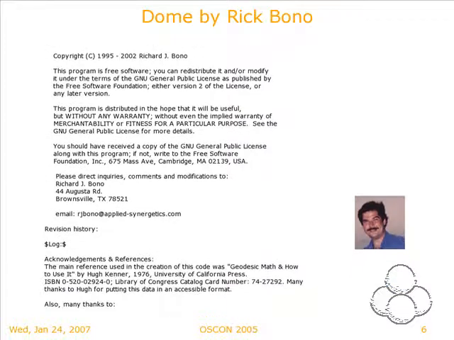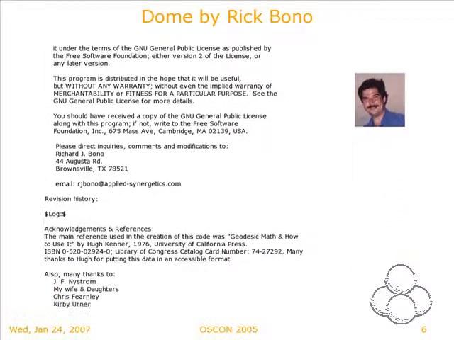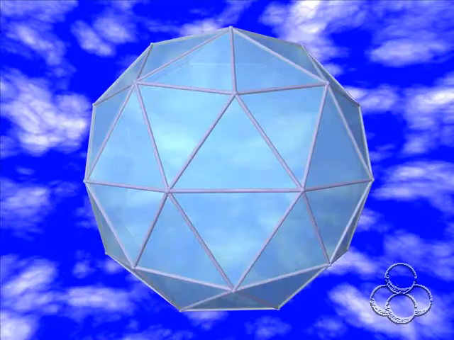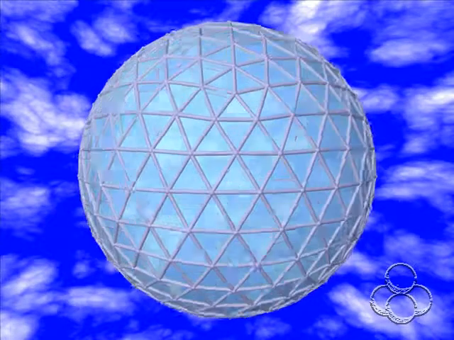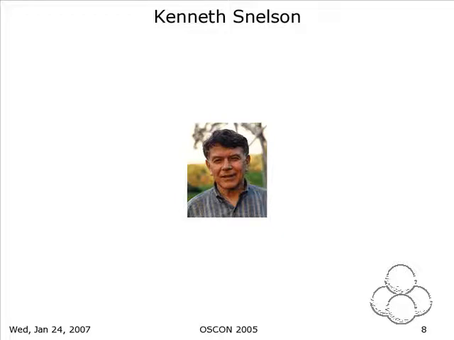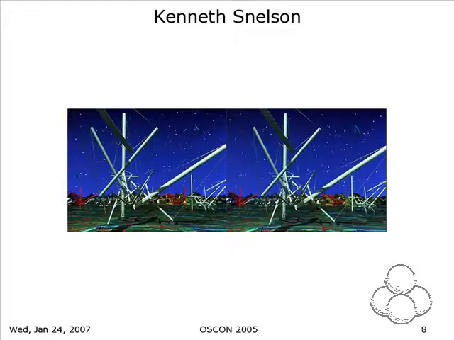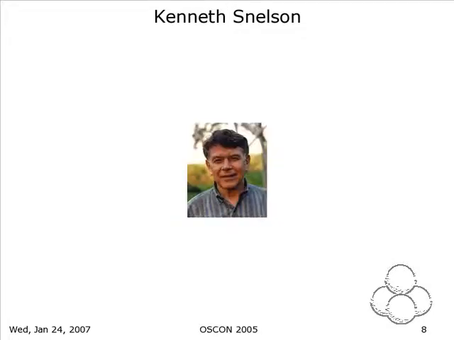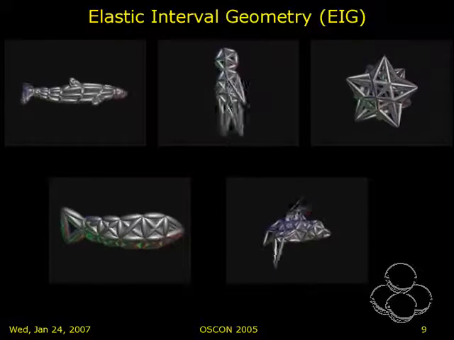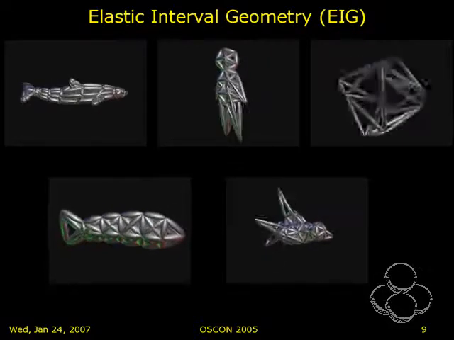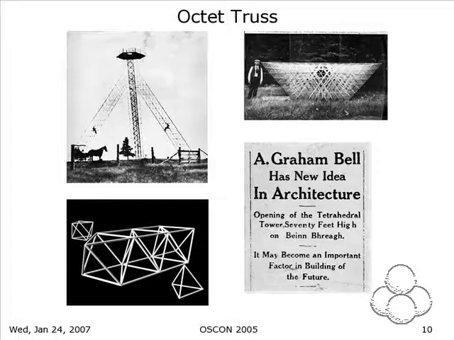And Rick Bono is very well known for this DOME program. It uses POV-Ray also, which is a free ray tracing program, open source. And that's Kenneth Snelson. You can't really talk about tensegrity or even atoms without him. He deserves more than a footnote in all of this. Even elastic interval geometry here. This is Carl Erickson's work, Russell Chu, Gerald de Jong.